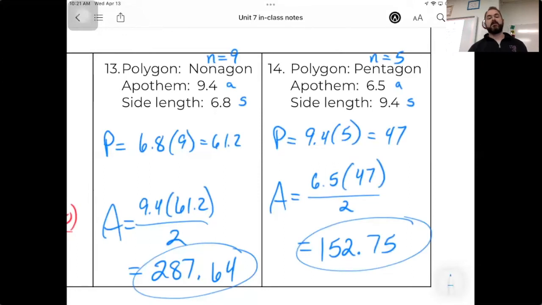For number 13, the word nonagon means there are 9 sides. Make sure you understand that part. That helps you get that answer of 287.64. And number 14, a pentagon has 5 sides. So that's going to help you there. Okay.